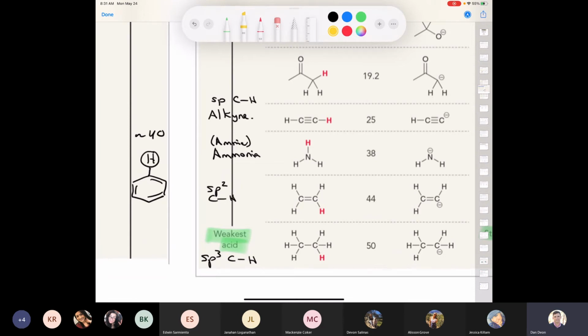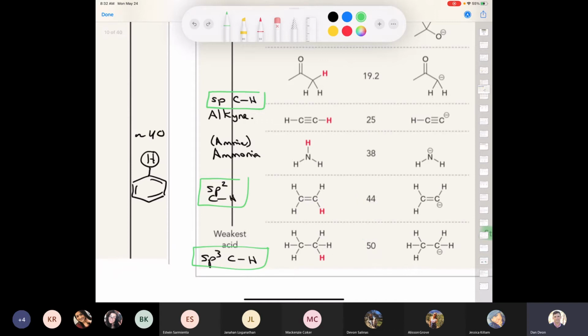So what Warren is saying is this. He said, well, when we were back here in this table, we looked at a bunch of different carbon-hydrogen bonds, right? We looked at an sp hybridized carbon-hydrogen bond, an sp2 hybridized one, and an sp3. And an sp3 is around 50, right? That's a big difference between 44 and 50. Even the difference between 50 and 44, 44 is a million times more acidic. So that's quite substantial, right?